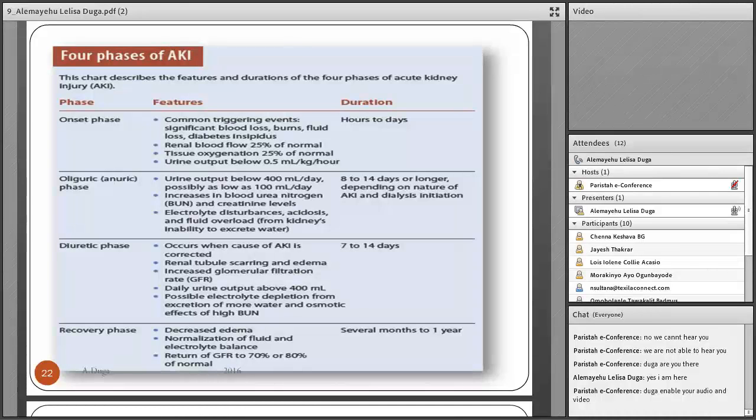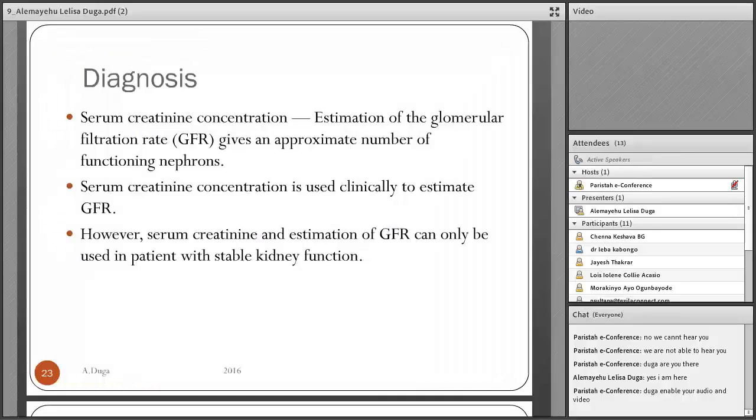So these are the four phases of AKI. Onset phase lasts from hours to days. At this stage, it's possible to control AKI. The other one is the anuric phase. Urine output will be less than 400 mL per day. The third one is the diuretic phase, which occurs when the cause of AKI is corrected and lasts from 7 to 14 days, and then the other one is the recovery phase. Usually, if it goes beyond the recovery phase, most likely it will be irreversible.